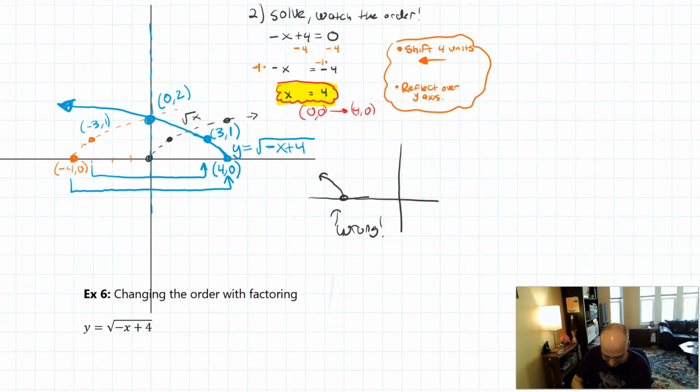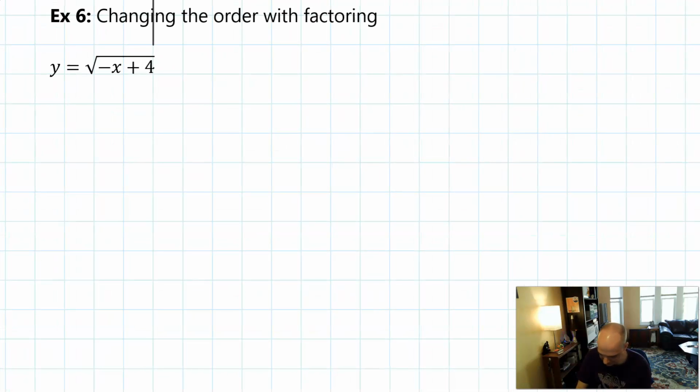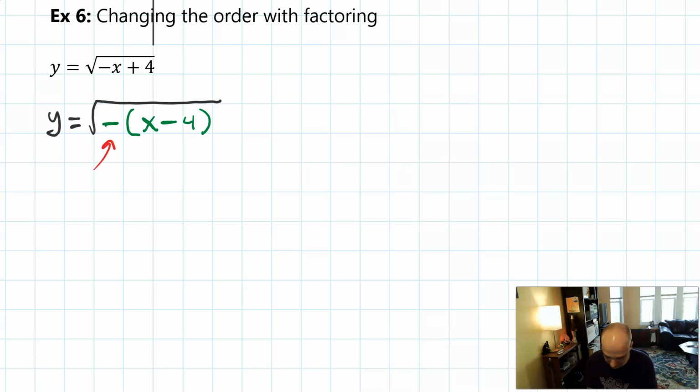And we're going to do the same problem in a second way. So this is the same graph. We're going to have the same result, but I want to show you a cool trick. Let me rewrite this as y equals the square root of negative parentheses x minus 4. So what I'm doing here is I'm factoring off all negatives and coefficients.